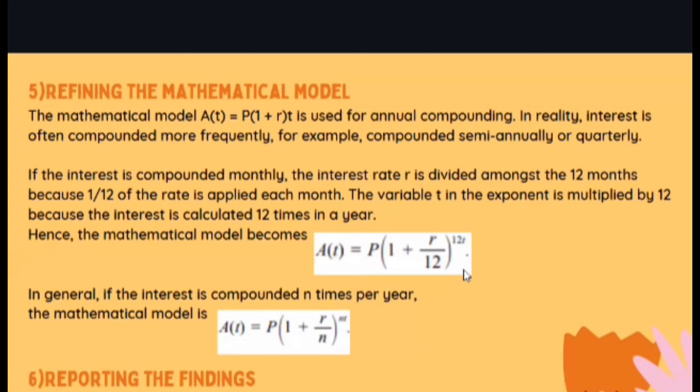In general, if the interest is compounded n times per year, the mathematical model is A_t equals P(1 plus R/n)^(nt). The last step, reporting the findings. We can write a full report following the above modeling framework structure.